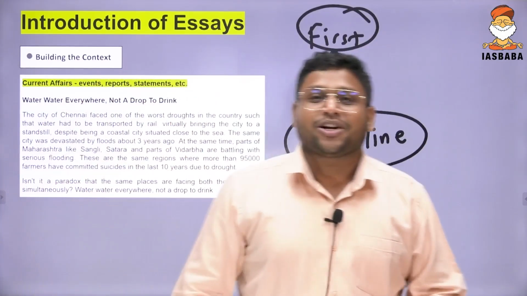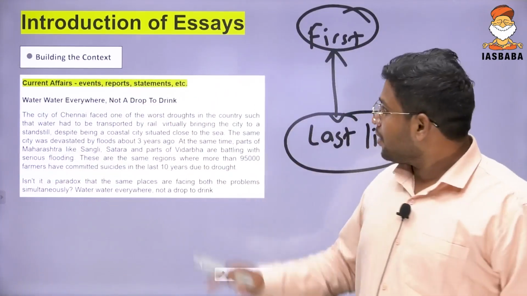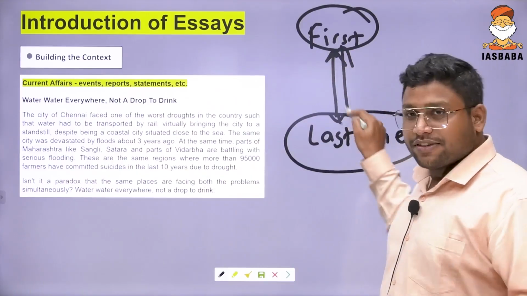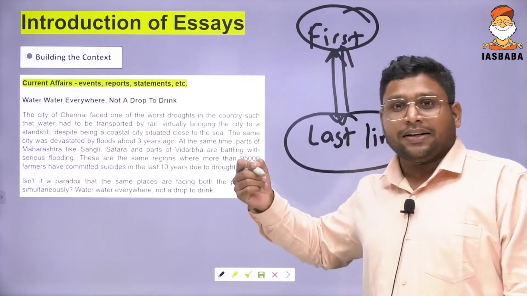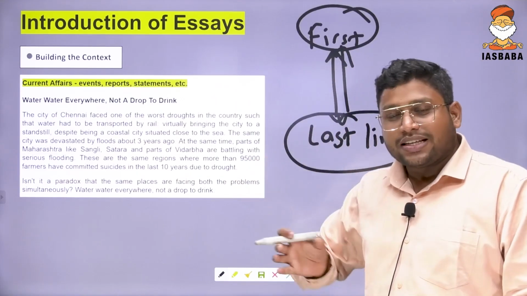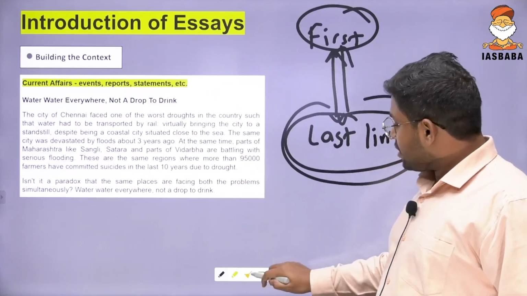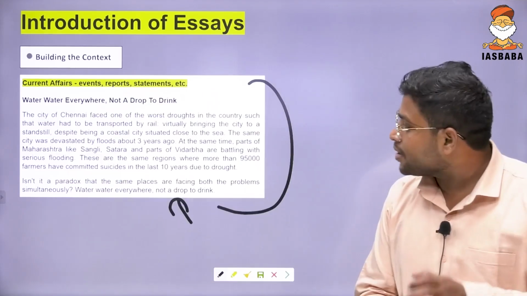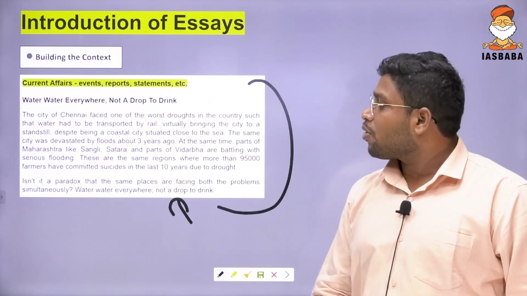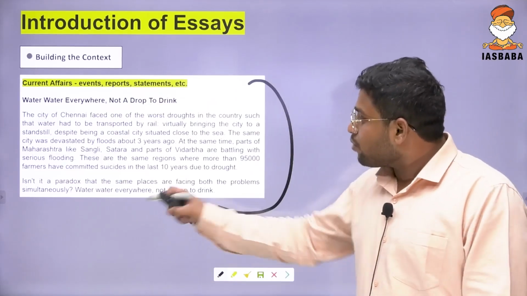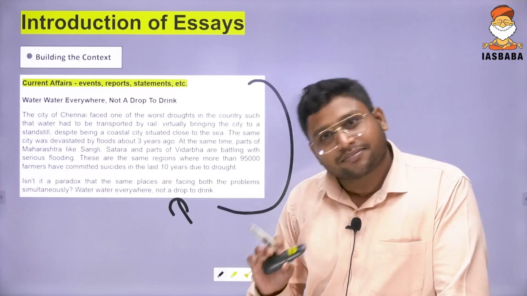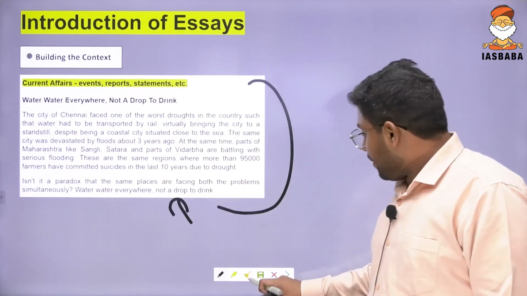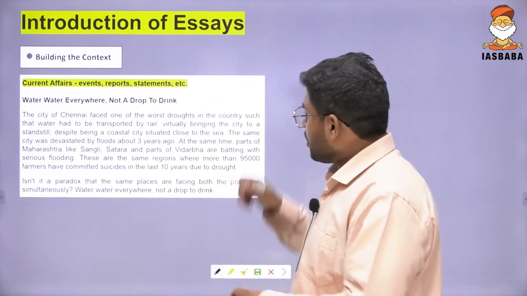You have to read some content also, and you have to write a lot. With practice you will reach the stage wherein you will learn that art of writing, wherein you can mold the essay in such a way you will reach here. And this person has reached this particular point. Isn't it a paradox that the same places are facing both the problems simultaneously? Water, water everywhere, not a drop to drink. Very good. A very good introduction.